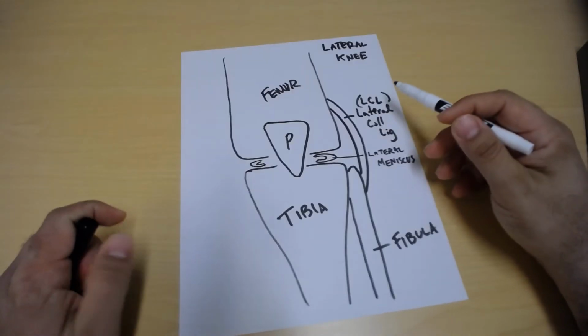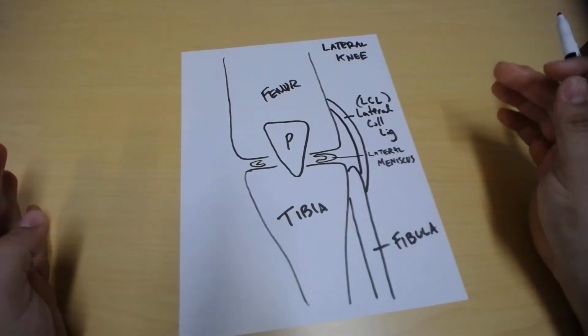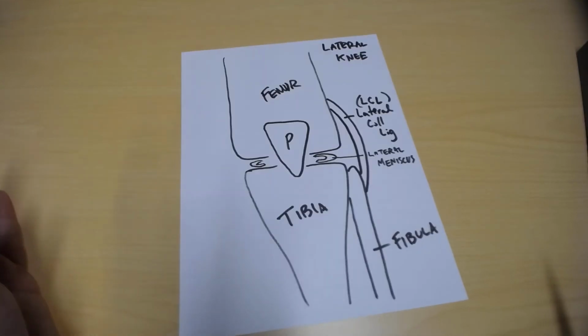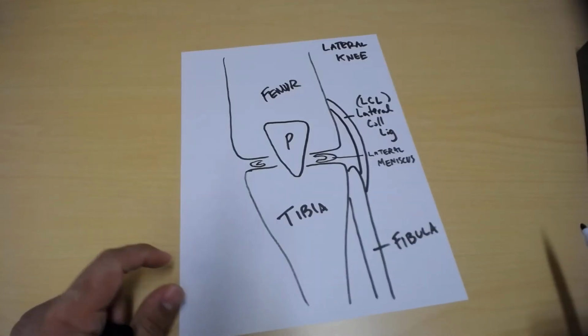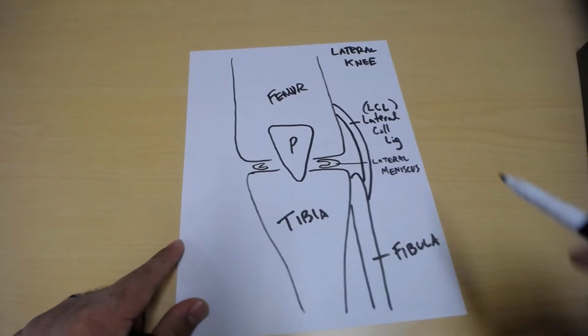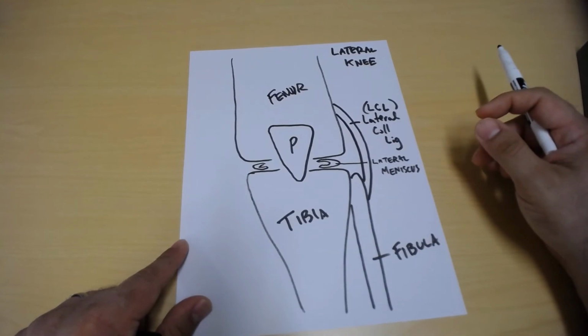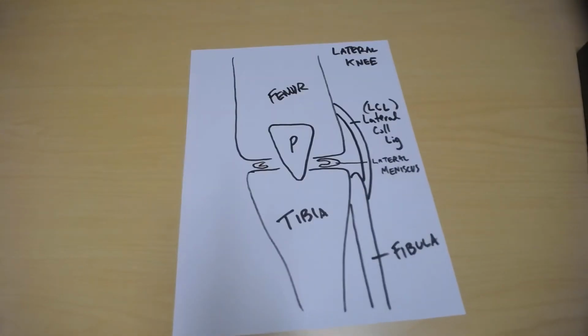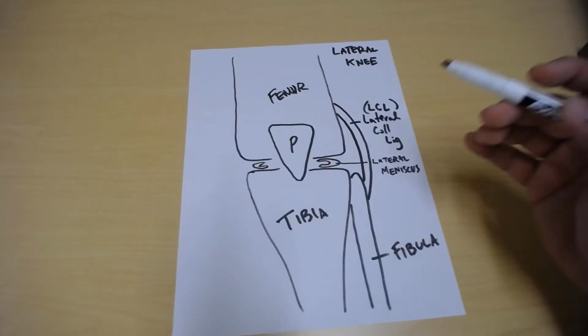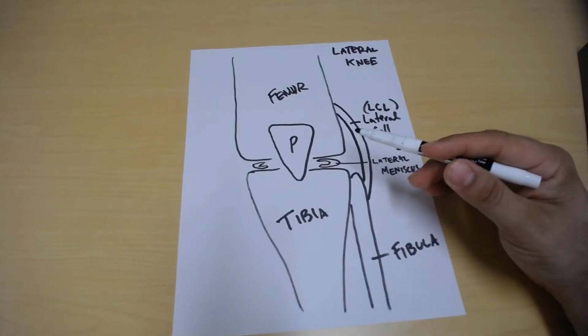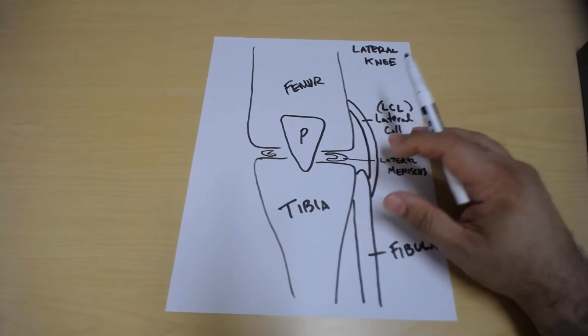And this ligament is involved in preventing what we call a varus force, so getting struck from the medial side. Again, this ligament sits outside the joint, so it usually will cause swelling along the lateral side of the knee, but it will typically not cause swelling inside the joint.